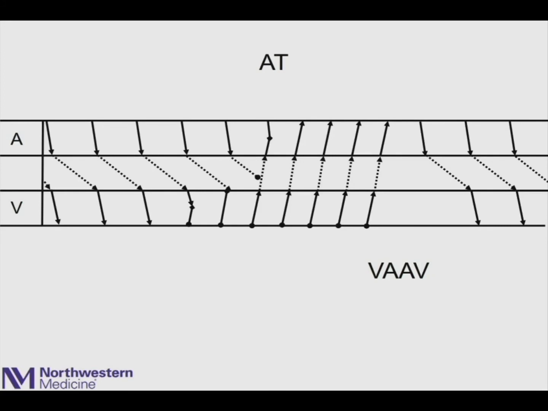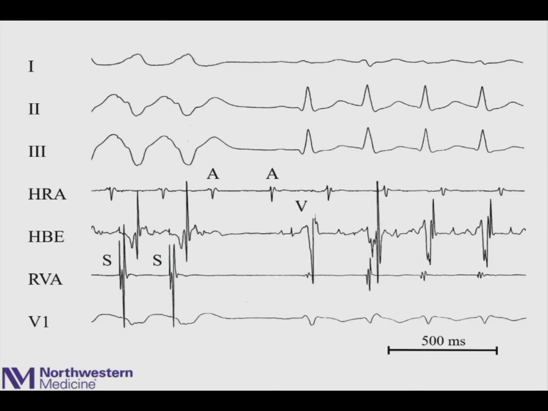And then when you stop pacing, the atrial tachycardia resumes and conducts. But this retrograde conduction results in block antegrade. So you get a VA, no V, VA-AV response. Sounds simple, but it can be difficult to interpret.